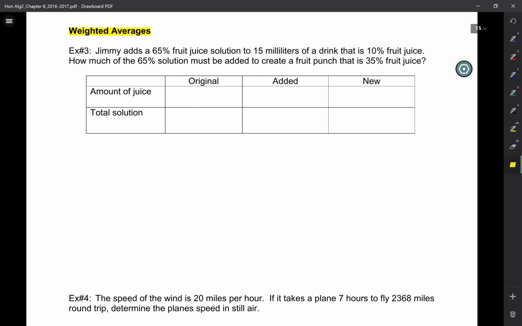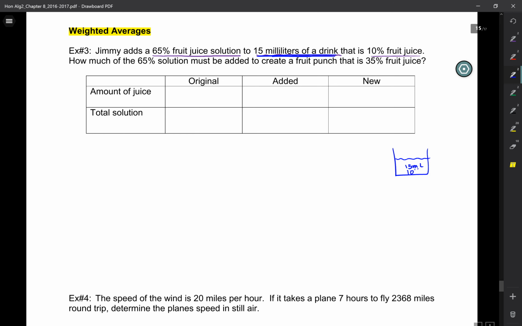Okay, so Jimmy is making a little concoction. Speaking of that math party, he adds 65% fruit juice solution to 15 milliliters of a drink that is 10% fruit juice. Okay? How much of the 65% solution must be added to create a fruit punch that is 35% fruit juice? Okay? What are we talking about? So he's got 15 milliliters of a drink.